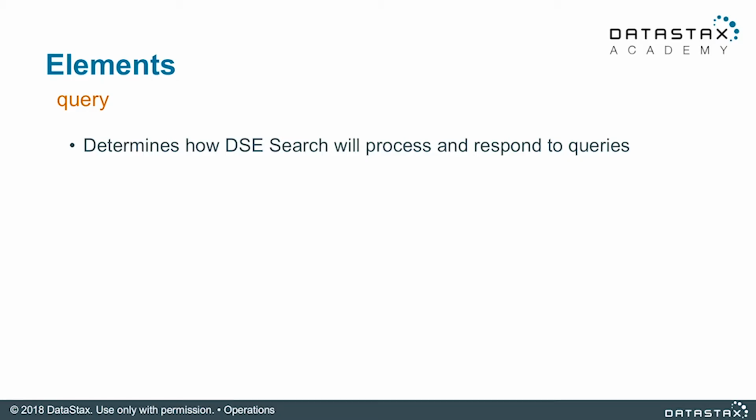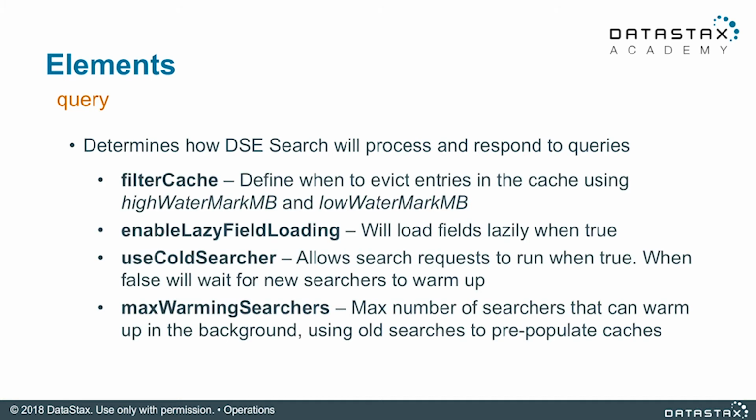The query element section determines how DSC search processes and responds to queries. Among the settings you see here are the filter cache, which you can adjust to control when the filter cache will start to evict entries and how much of it to remove. There is also the setting Enable Lazy Loading, which will only load fields for searching when needed.